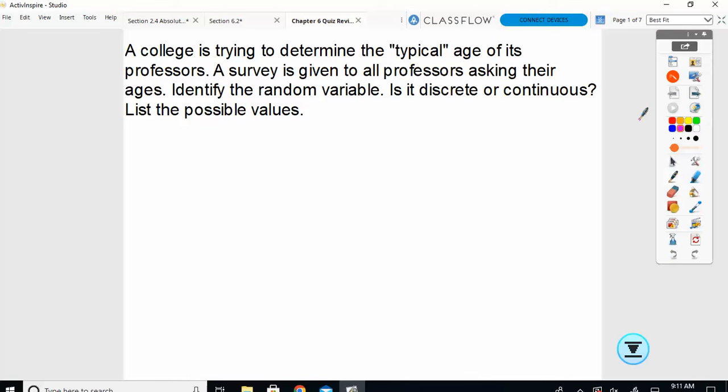So, this first question. A college is trying to determine the typical age of its professors. A survey is given to all professors asking their age. What is the variable? What variable am I worried about? Age. Is age going to be discrete or continuous? Continuous.